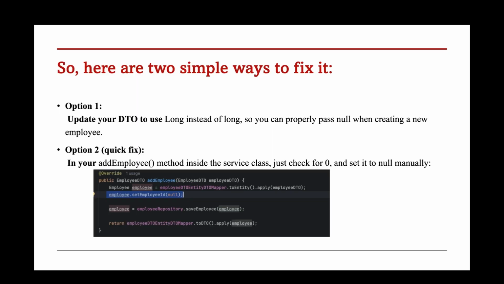So, here are two simple ways to fix it. Option 1. Update your DTO to use Long instead of long, so you can properly pass null when creating a new employee. Option 2. In your addEmployee method inside the service class, just check for 0 and set it to null manually. That way, JPA knows this is a new record, and it won't throw the detached entity error.